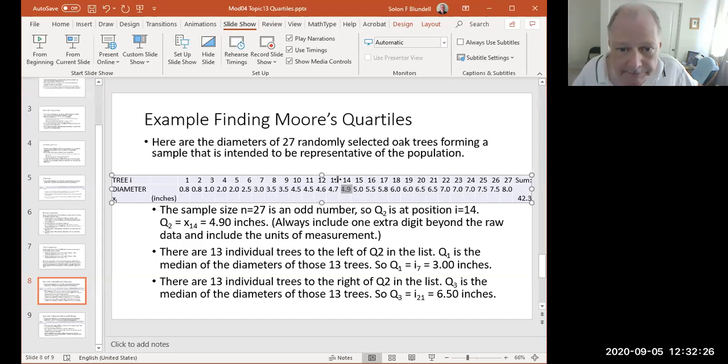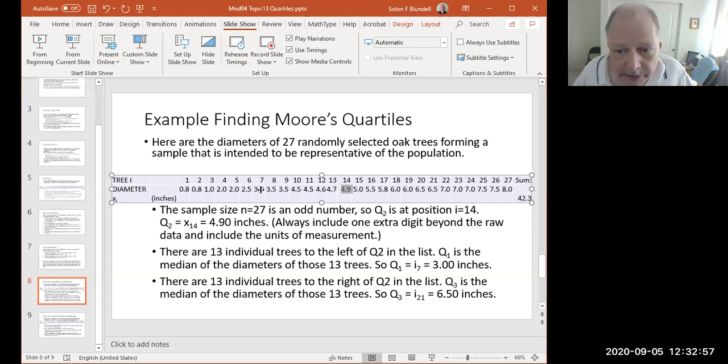Now, there are 13 trees to the left of the median. And we're going to find the median of those 13 trees, and that's going to be Q1. So how do you find the midpoint of the 13 trees? You do 13 plus 1, that's 14, divided by 2, that's 7. So tree number 7 is the tree in the middle.